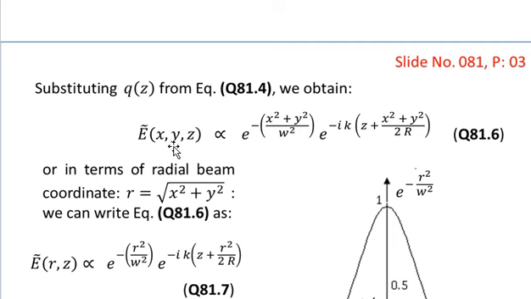So we have the field E prime of x, y, z, which is proportional to the two terms, as given in equation number 6. In terms of the radial beam coordinate, we can introduce r instead of x square plus y square, and r is equal to the square root of x square plus y square.